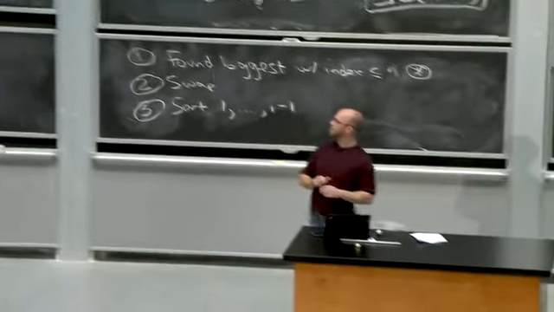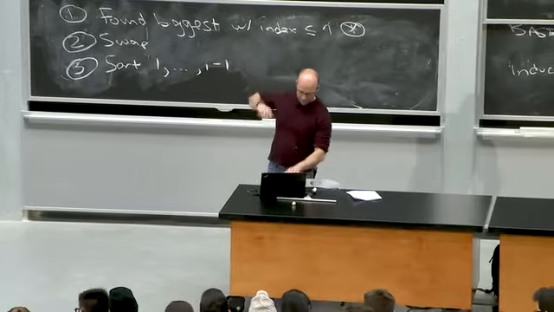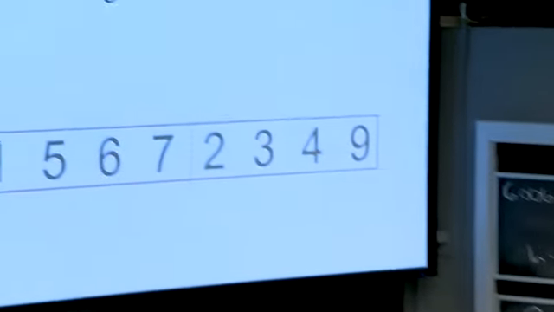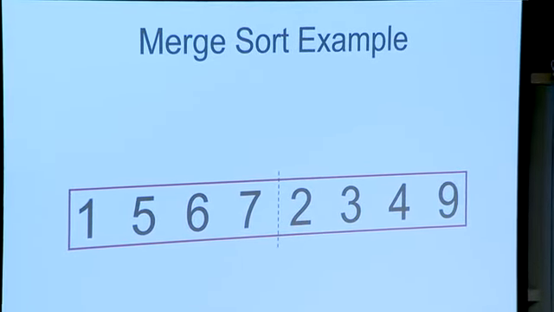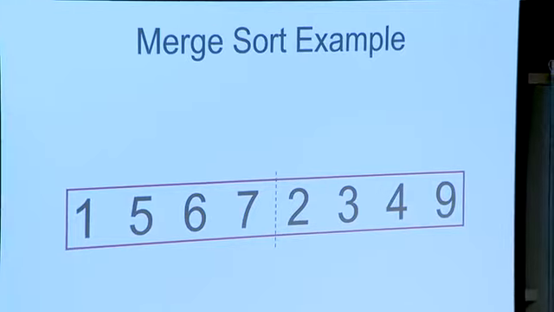I get 1, 5, 6, 7, and 2, 3, 4, 9. Then finally, I put these two things together, and I have to merge these two sorted lists, but they're in sorted order. And that's going to give me a big advantage.